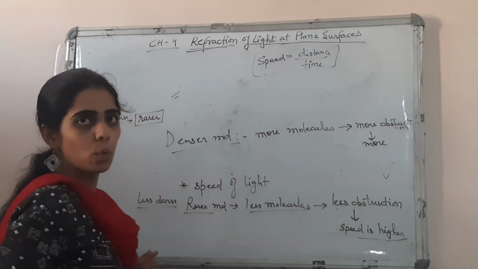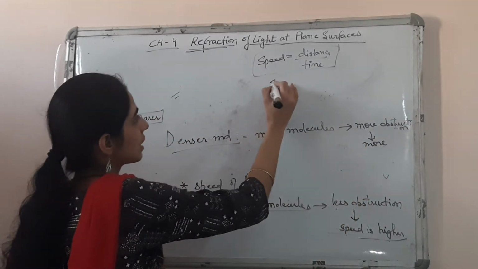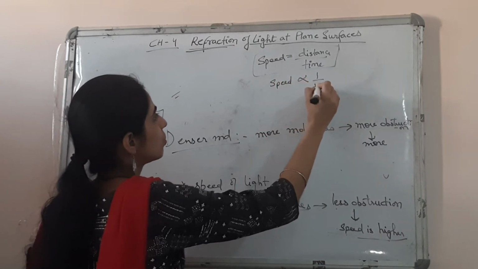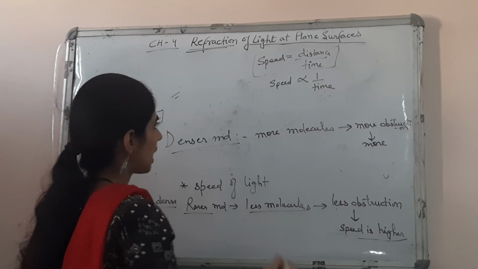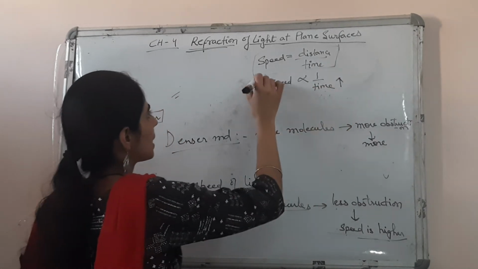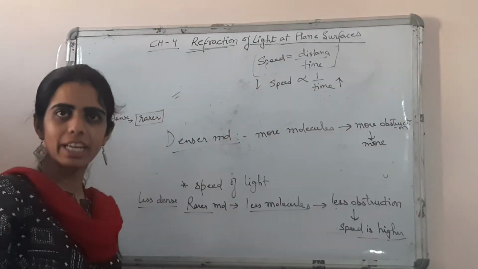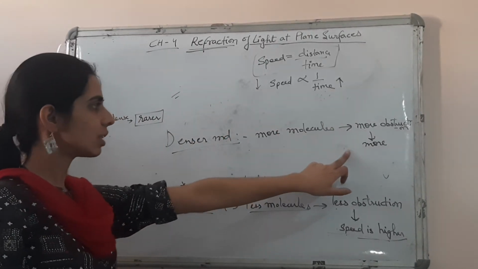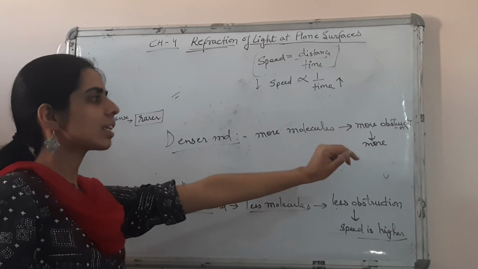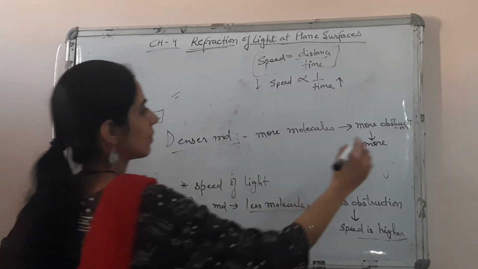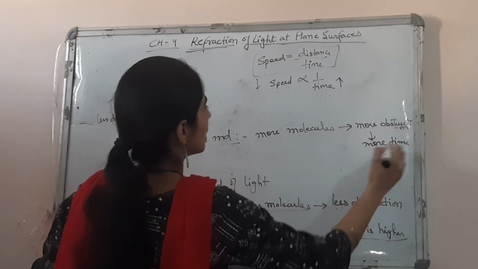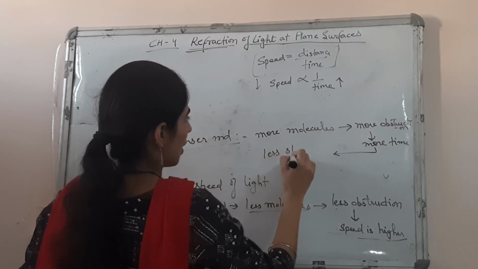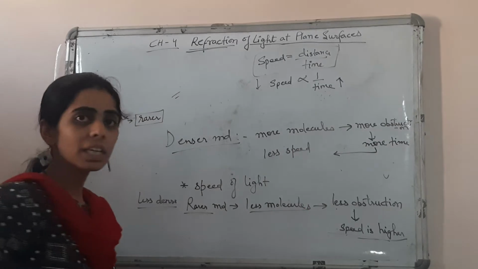Light is taking more time, and in this formula we can see that speed is inversely proportional to time. So if the time is more, the speed will be less, of course. If the light rays are taking more time, the speed will be less.